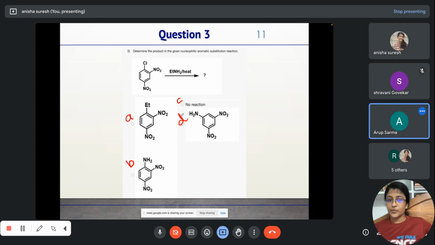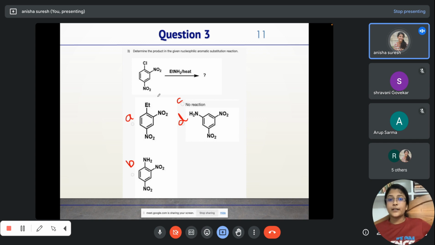Option A. So here, what you have to understand first is, in case of EtNH2, Et will be Et plus and NH2 minus. So NH2 minus will be the nucleophile. A nucleophile will be a negatively charged species, or a species that has a lone pair of electrons on it.